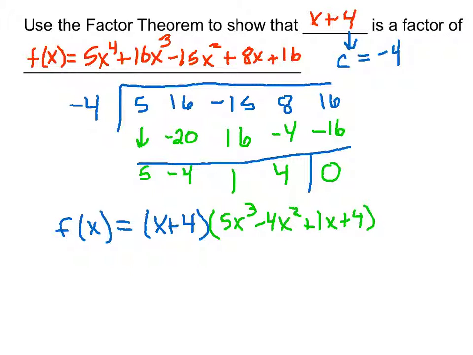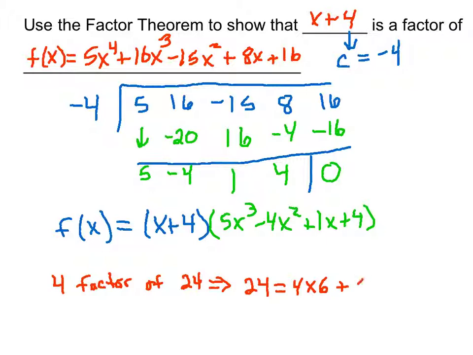Now this is comparable to if I wanted to show that 4 was a factor of, let's say, 24. What that means is I can write 24 in terms of two numbers that are being multiplied without a remainder. I can write 24 as 4 times 6, with a remainder adding in 0. That's essentially what I'm doing up here as well. 4 is a factor of 24 because we can write 24 as 4 times 6.